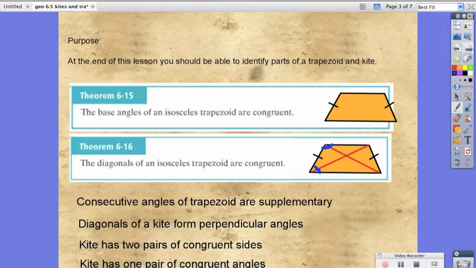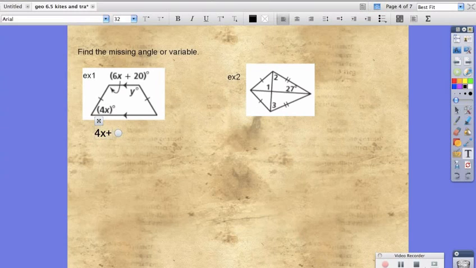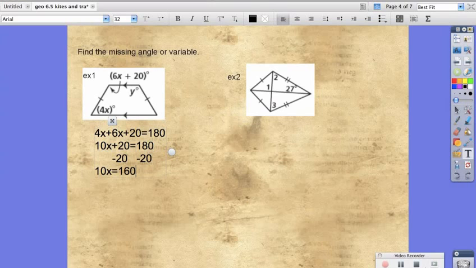So let's try to crack this problem really quick. In example 1, we have an isosceles trapezoid. And because the two left angles are supplementary, we have 4x plus 6x plus 20 equals 180. We have 10x plus 20 equals 180. We're going to subtract 20 from both sides. We get 10x equals 160 and x equals 16.